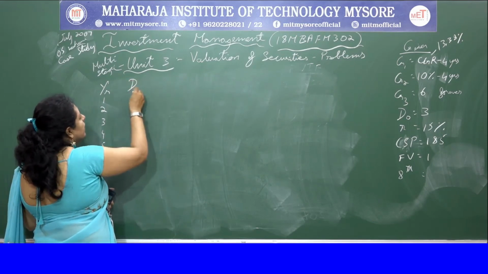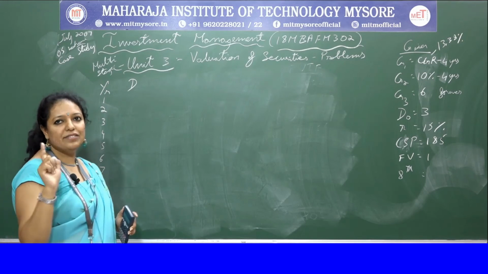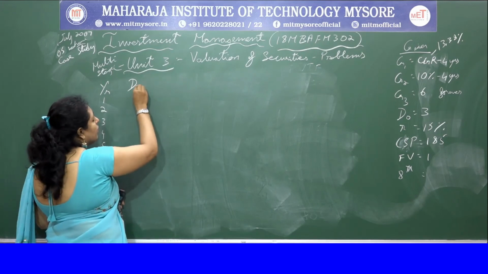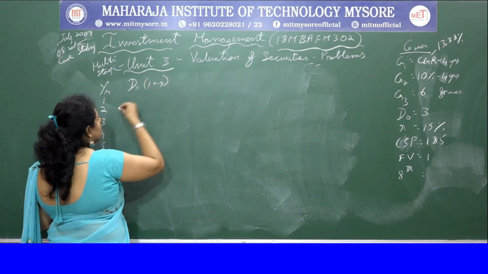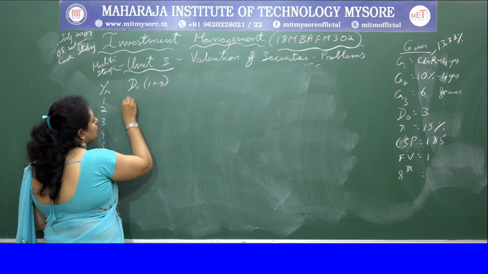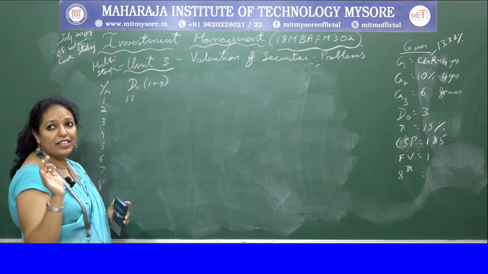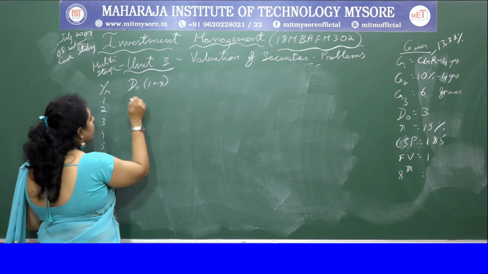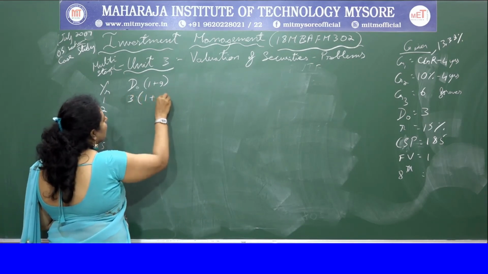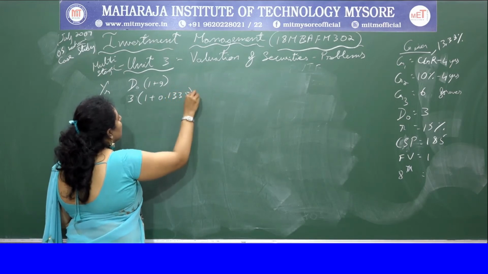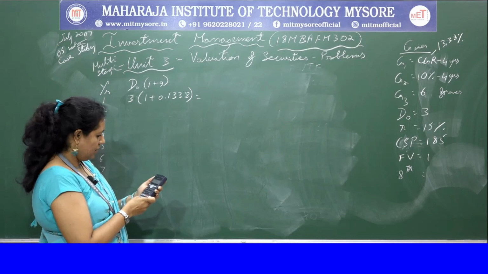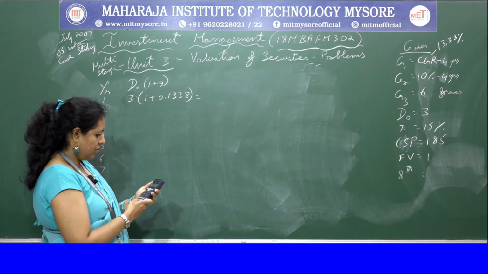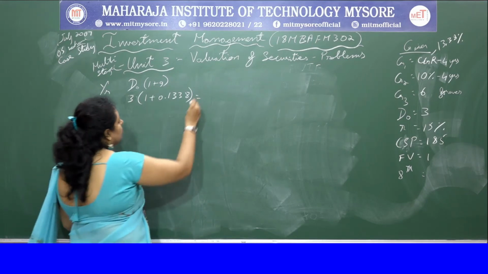Okay, then I write the dividend. Dividend now, the first growth rate is 13.38%. So D naught into 1 plus G, this is what we need to find out. The dividend is 3. So 3 into 1.1338, you get 3.4014.